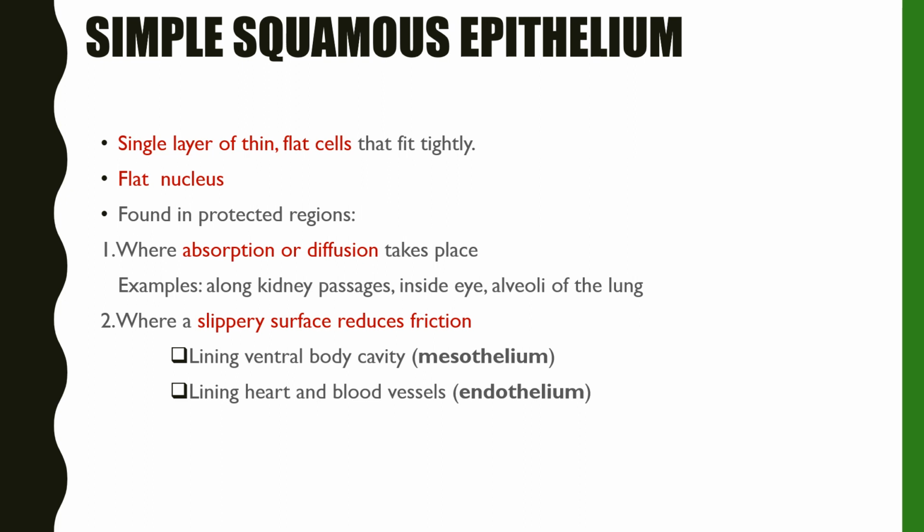Alright, we will start first with simple squamous epithelium. It is a single layer of thin, flat cells and has a flat nucleus. Example location, I'm sure you know already the location of simple squamous epithelium. Here I put some examples. And for the terminology, if lining the ventral body cavity, it is called mesothelium. And the terminology for the epithelium that lines the heart and blood vessels is called endothelium.